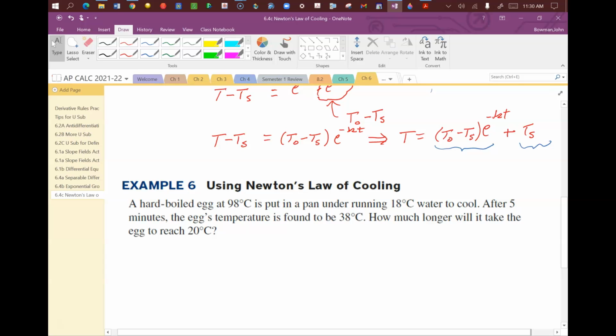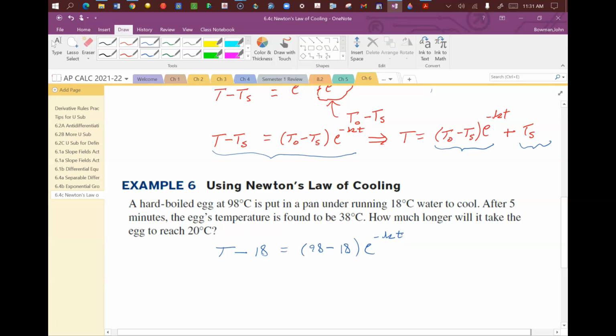So we're going to use the left-hand side form of the equation because we're not searching for a final temperature, we're searching for the time it takes to reach a particular final temperature. So our setup is going to be something like this. The final temperature minus the surrounding temperature, which is 18 degrees Celsius, is equal to the initial temperature, 98, minus the surrounding temperature, 18, times e to the negative kt.